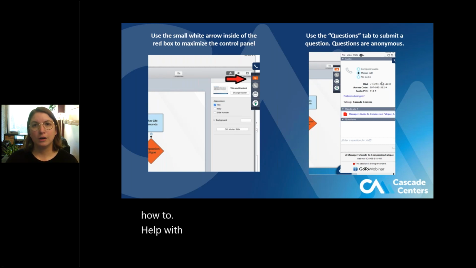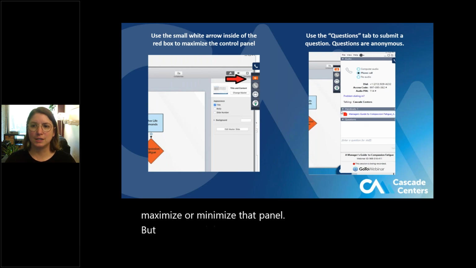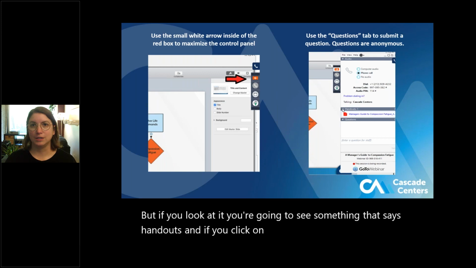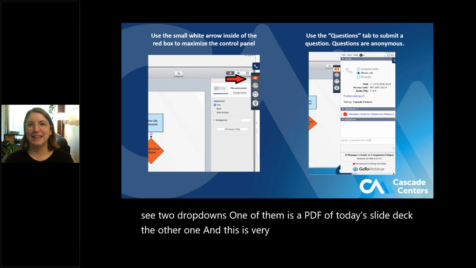So on your interface, you'll see that panel on the right-hand side, and this little orange arrow, you can maximize or minimize that panel. But if you look at it, you're going to see something that says handouts. And if you click on that white arrow, you're going to see two drop-downs. One of them is a PDF of today's slide deck. The other one, and this is very important, is the webinar tech support handout.